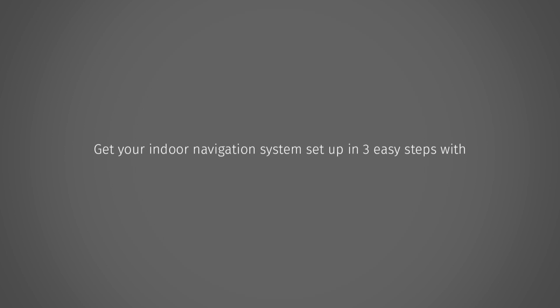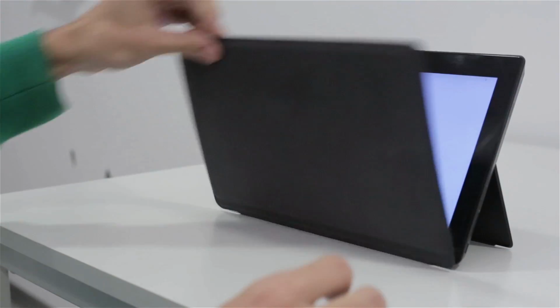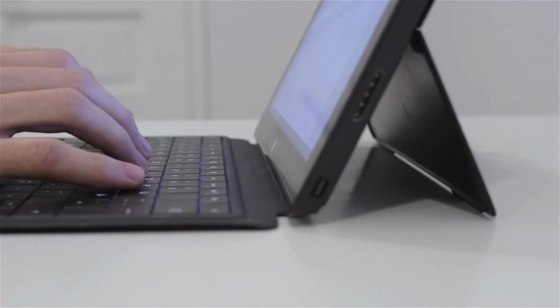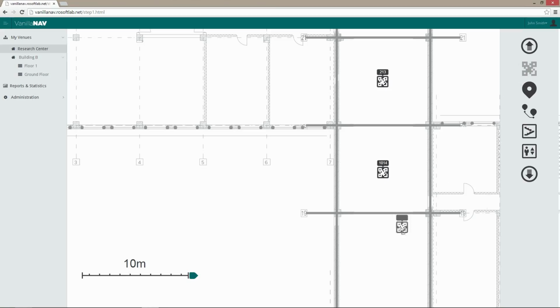Get your indoor navigation system set up in 3 easy steps. 1. Open up vanillaNAV.com, create an account, and log in. Upload the map of your venue and define the points of interest and the marker locations.